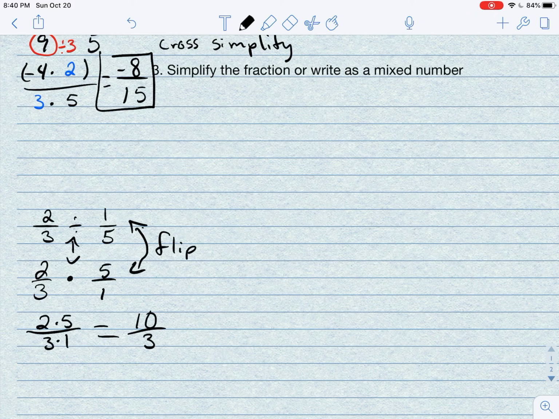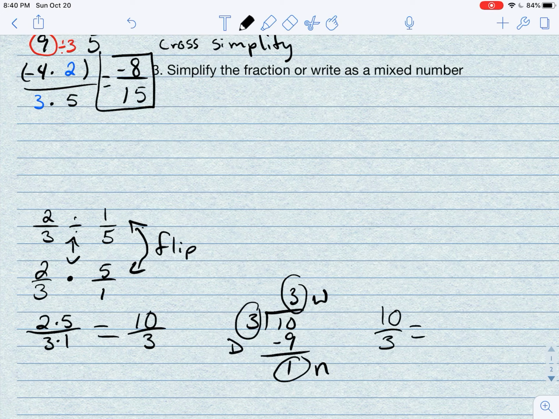So now we have to convert it. Our denominator is our divisor. Our numerator is our dividend. 3 can go into 10 three times; 3 times 3 is 9. 10 minus 9 is going to give us a remainder of 1. So once again, our quotient is our whole number, our remainder is our numerator, and our denominator is our divisor. So 10/3 is equal to 3 1/3. And there we have our answer.